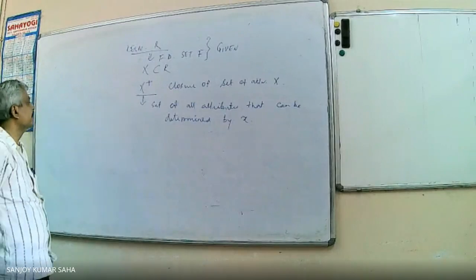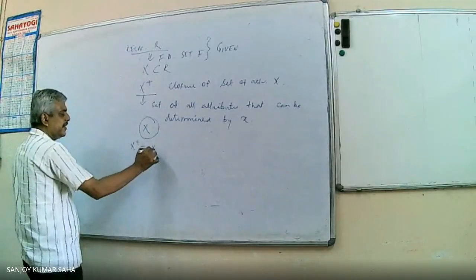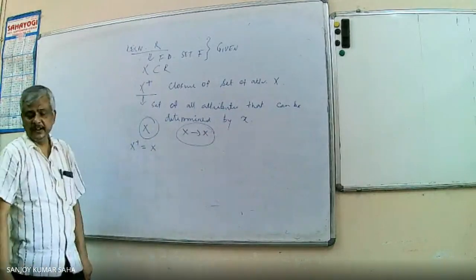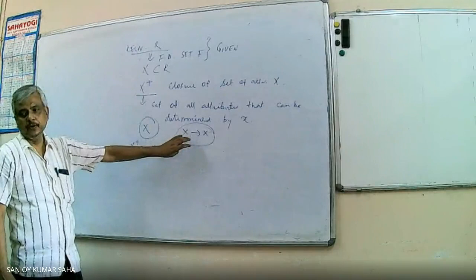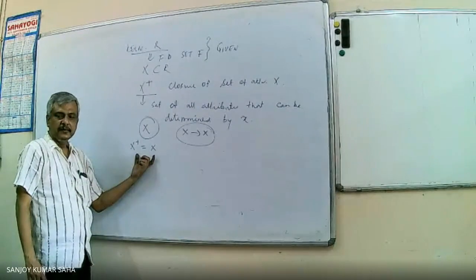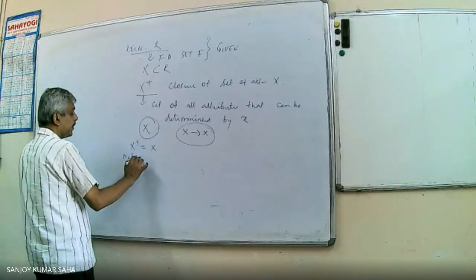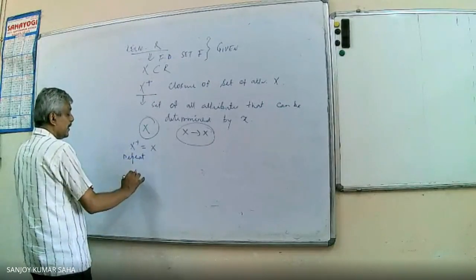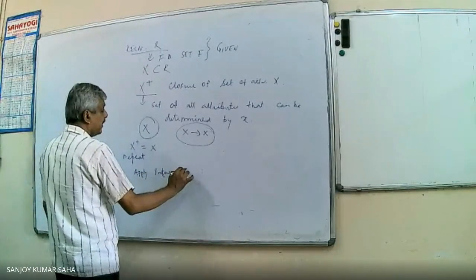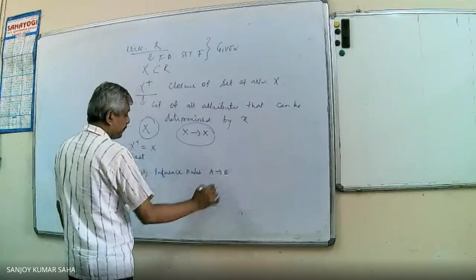So say we want to find out the closure of X. Obviously, initially X implies X. This is true. The trivial and the reflexivity rule I have. So X plus equals X, that we can say. Now we repeat: apply inference rules.